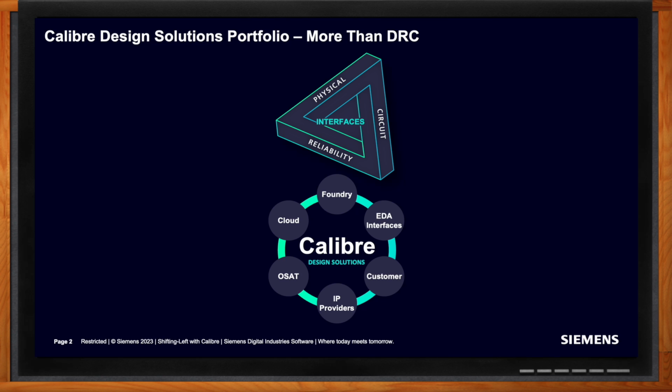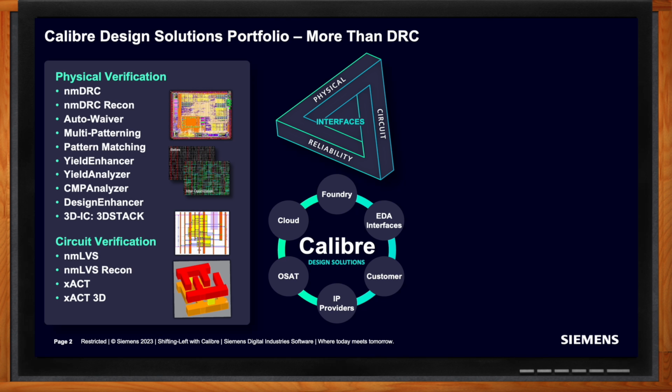First of all, kind of shifting the way people think about Calibre to begin with. In the EDA industry, I think Calibre has become over the years almost synonymous with DRC. It is like the de facto standard and what people initially always think about. But if you really look at the portfolio of what Calibre Design Solutions offers, it's a lot more than DRC. And I don't just mean under physical verification.